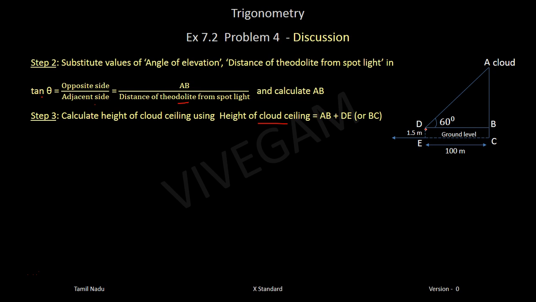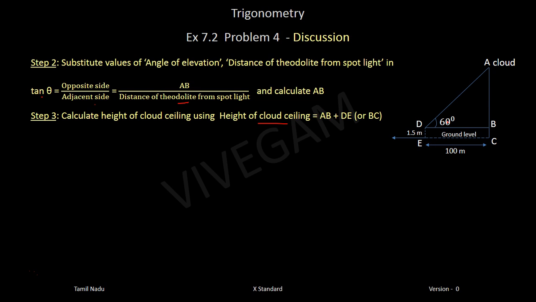So there is a theodolite here. This is a spotlight. This is a cloud. So the light is directed vertically upwards to the cloud. Here is a theodolite which is 1.5 meters above ground. So this is your ground level, and this is the horizontal line, okay, or the eye level. And they point it towards the cloud, and they find the angle of elevation, which is 60 degrees. Angle of elevation is always between the line of vision and the horizontal line. So this is 60 degrees.